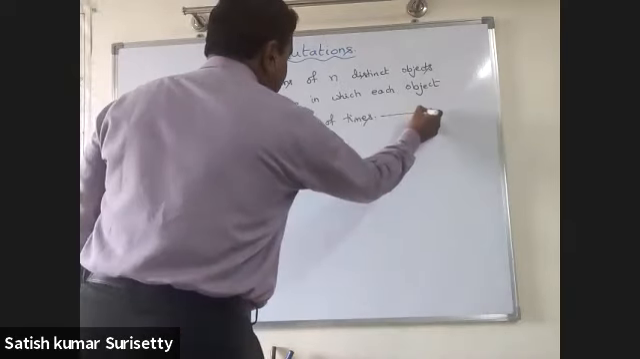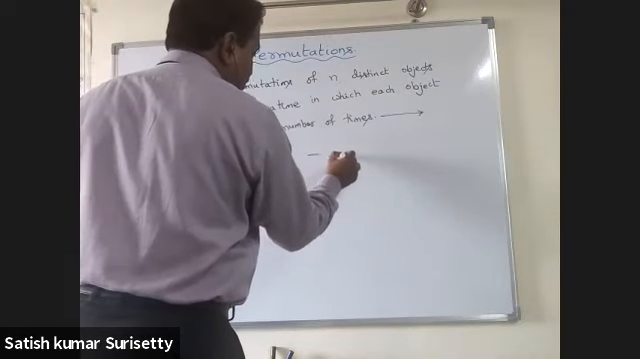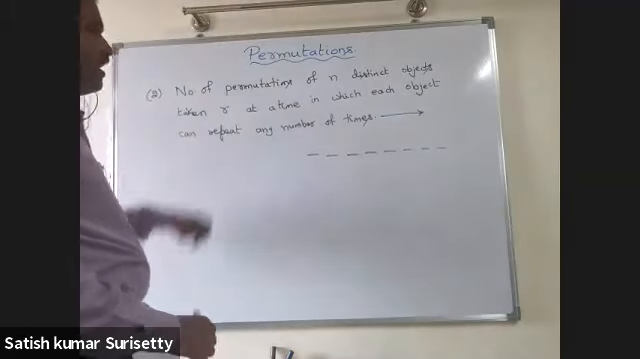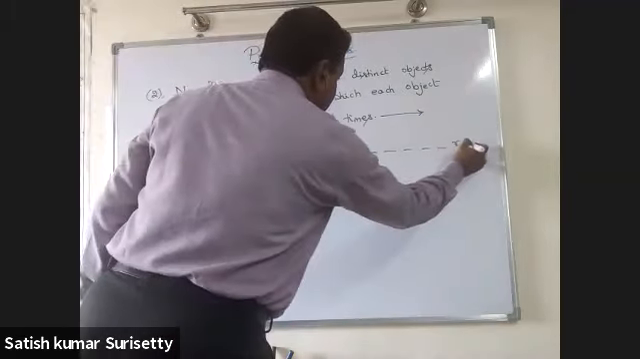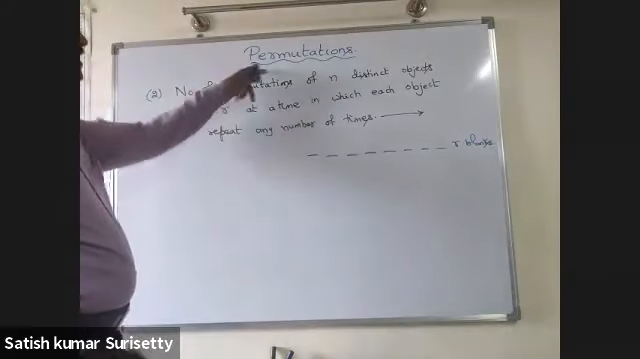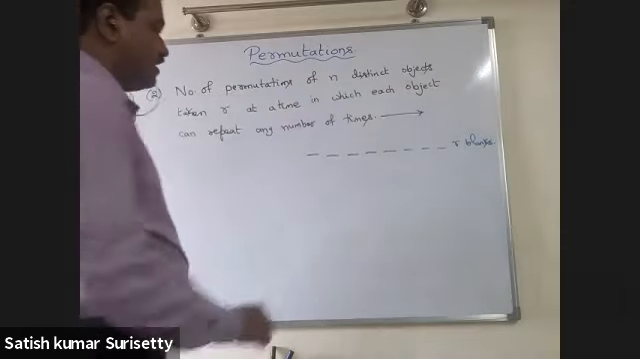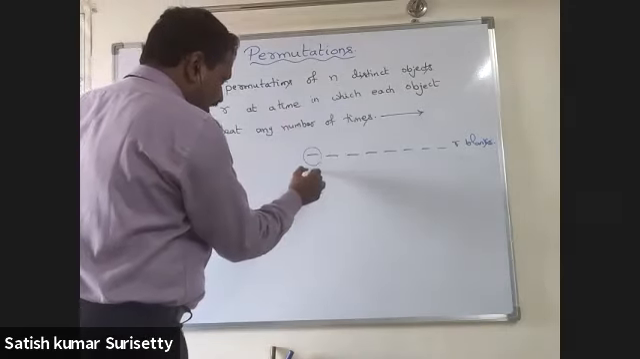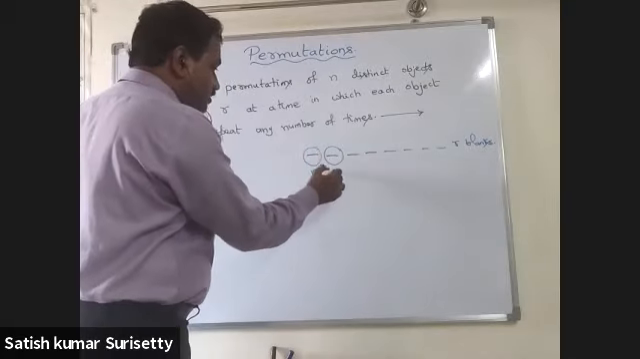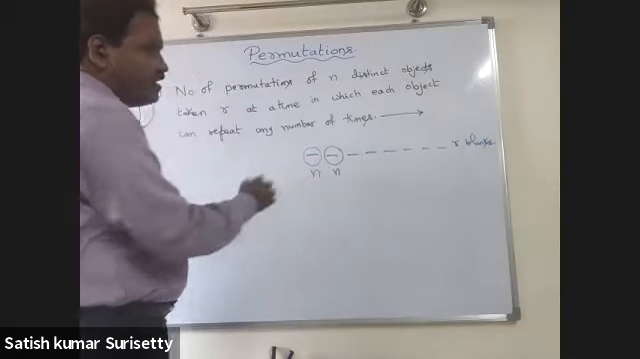The answer will be n to the power r. It is the same as filling r blanks, each using n distinct objects. The first blank can be filled with n distinct objects. Again the second blank also has n possibilities, because the object can be repeated.